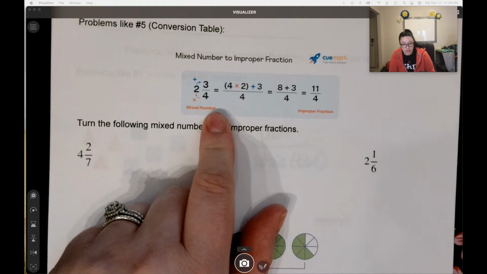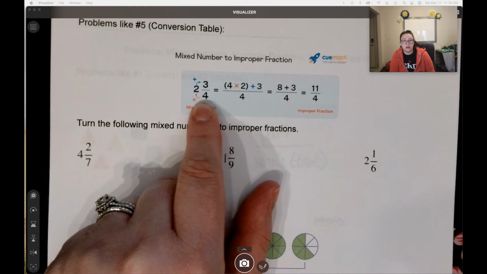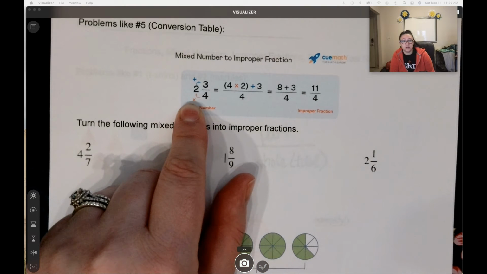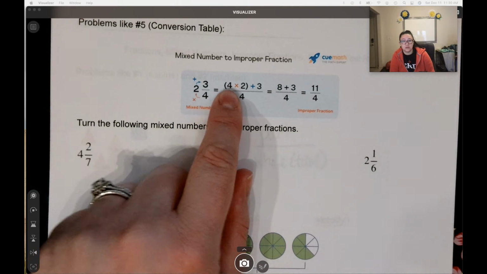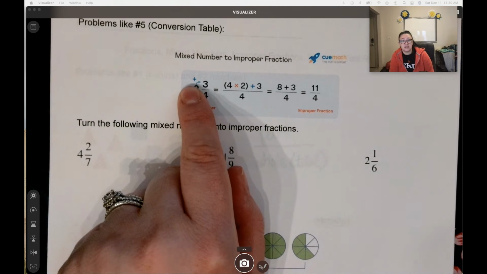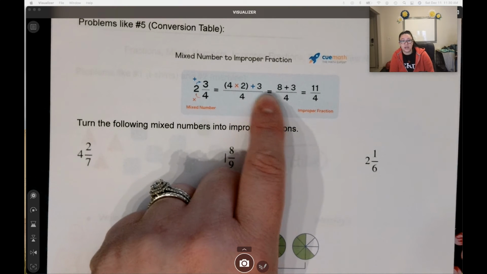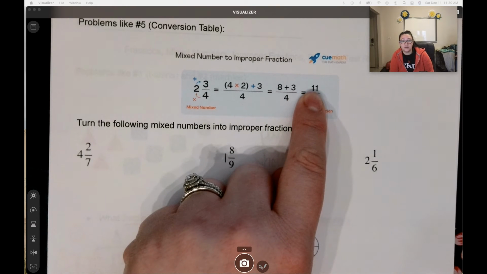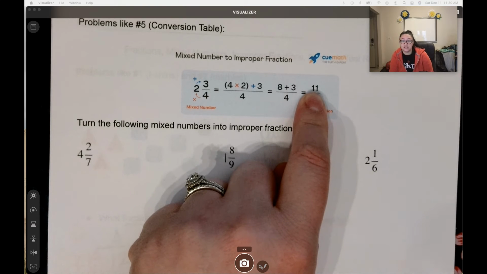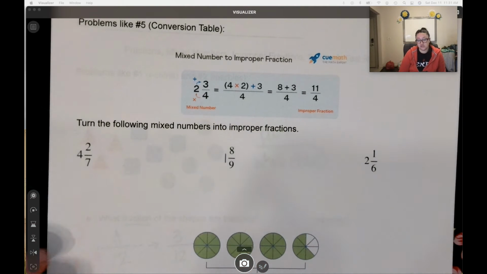So the way we go about doing that is we take our mixed number, we multiply our denominator times our whole number. So 4 times 2, we get 8. Then we take that 8 and we add the numerator to it. We add 3. So 8 plus 3 is 11. So our new numerator is 11, and the denominator stays the same. So let's try an example together.